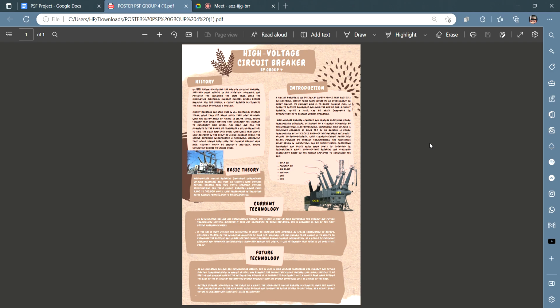According to CIGRE, the International Council on Large Electric Systems, which assessed the dependability and modes of failure for high voltage circuit breakers, operating mechanisms are responsible for more than 40% of failures. Therefore, before a serious issue arises, it is practically important to determine the mechanical state of high voltage circuit breakers.